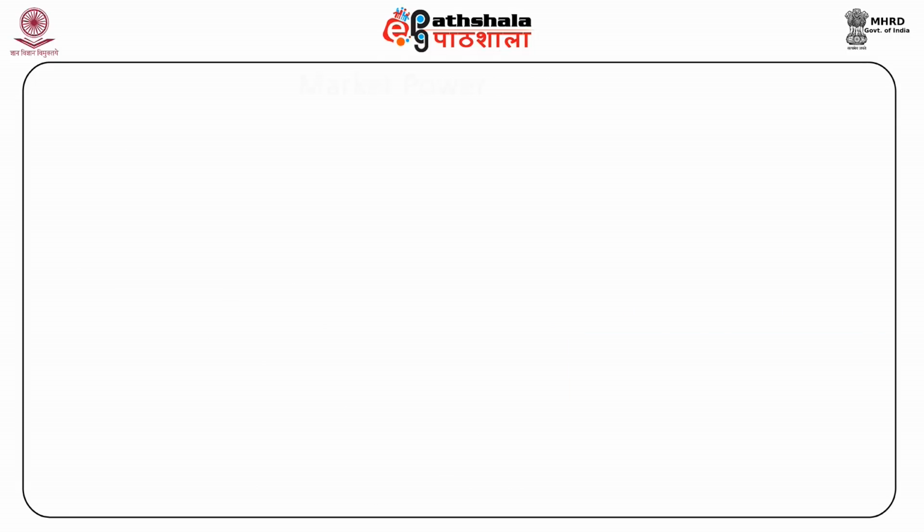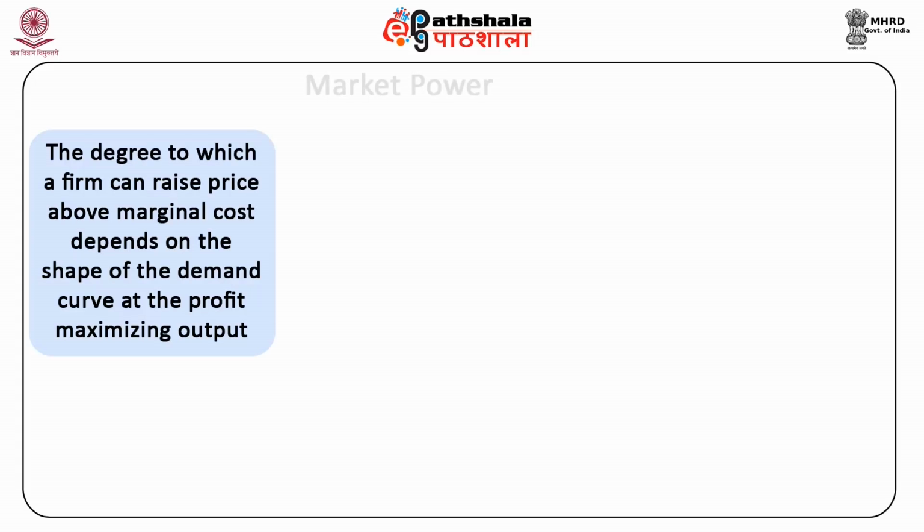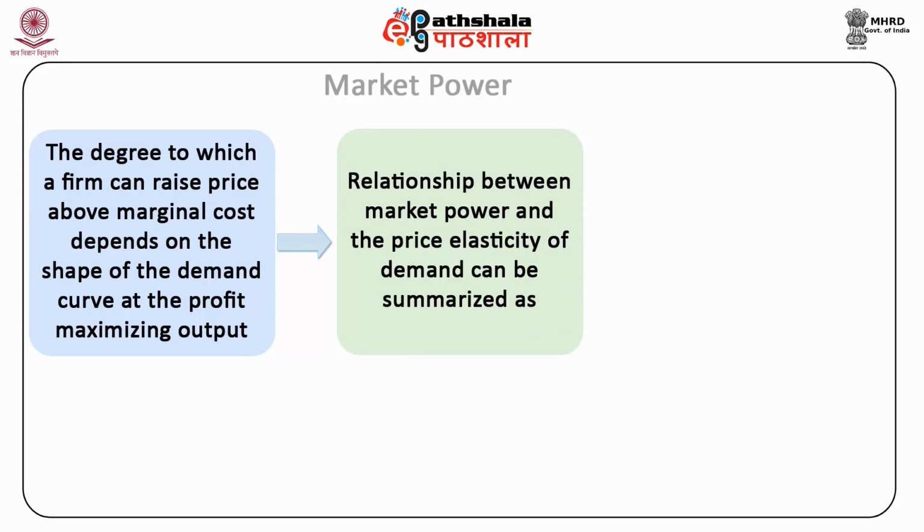Now, we will look at the relationship between market power and elasticity of demand. The degree to which a firm can raise price above marginal cost depends on the shape of the demand curve at the profit maximizing output. Elasticity is a critical factor in determining market power. The relationship between market power and the price elasticity of demand can be summarized by the following equation.